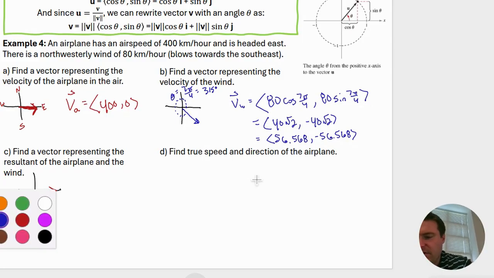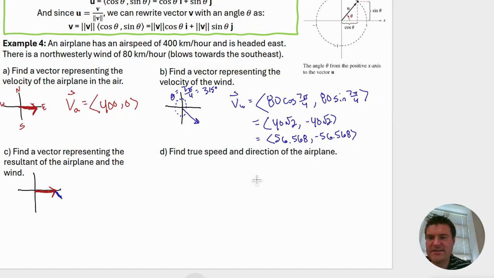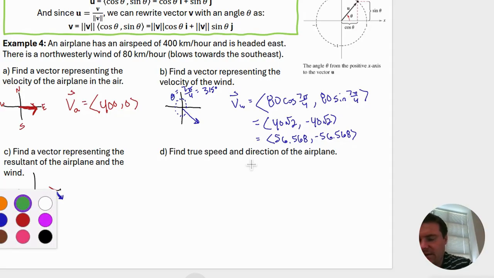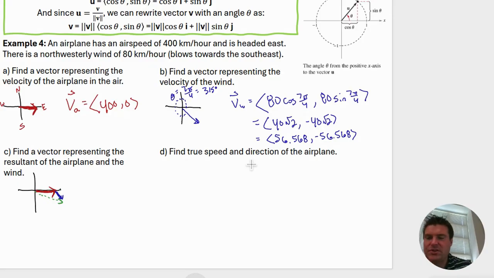And then in blue, we have the wind that's blowing it this way. So red is definitely much longer than blue, because red should be 400, blue should be 80. And so we'll go from right here to right here. I guess that's somewhat accurate. So this dotted green line right there, that's my resultant vector.